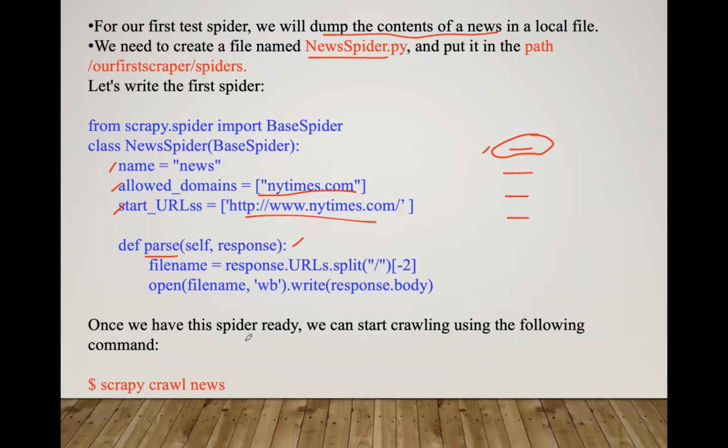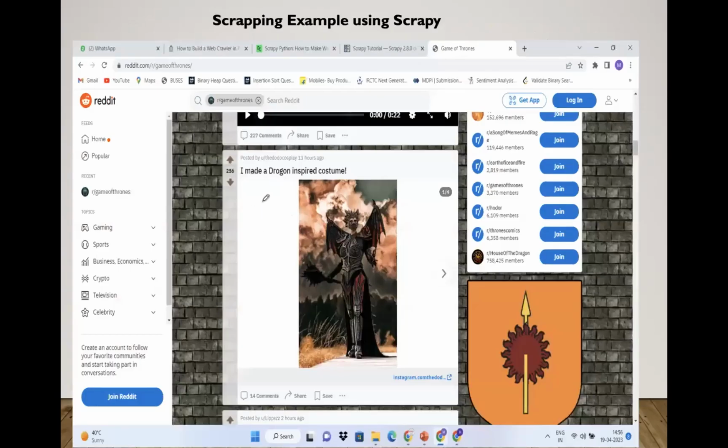Once this spider is ready, we can start crawling with the help of this command: scrapy crawl news, where news is the name of our spider. When you crawl something with Scrapy, it returns a response object, response.url, that contains the downloaded information. Let us see what the crawler has downloaded here. Here you can see the crawler downloaded this information. You can use a command called view(response).